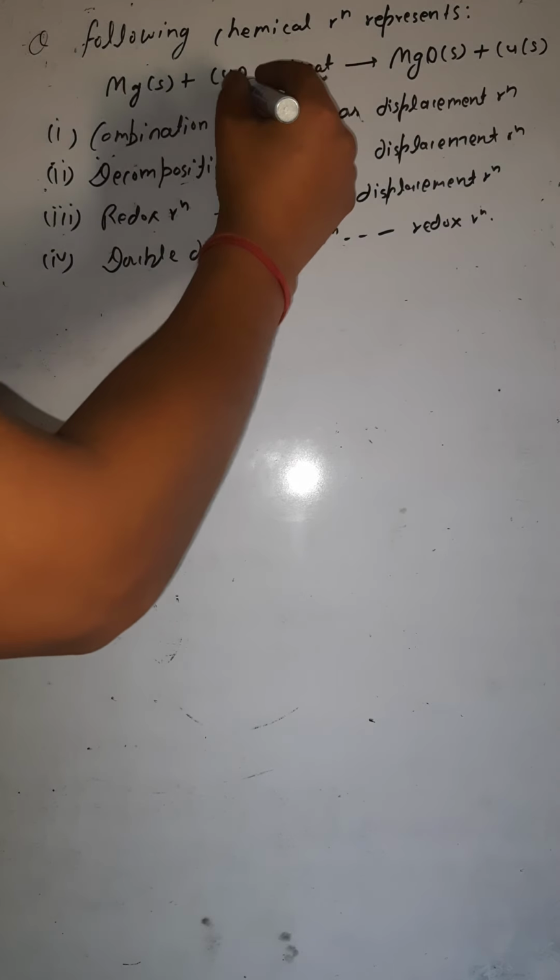In the following chemical reaction, what does this chemical reaction represent? The chemical reaction has been given here: magnesium solid plus copper oxide, which is also solid in state, plus heat. All these three are combining together and they are forming magnesium oxide solid plus copper solid. Among these four options given here, which one is the correct one, that you have to tell.